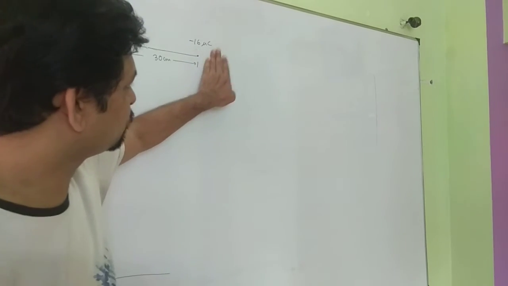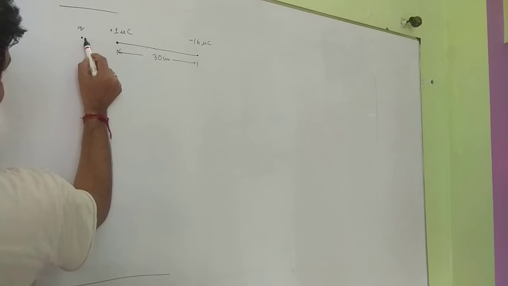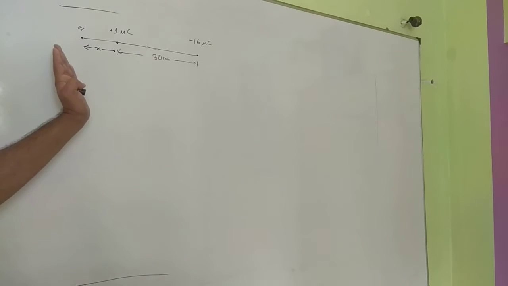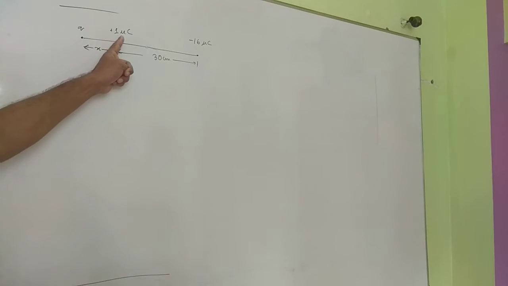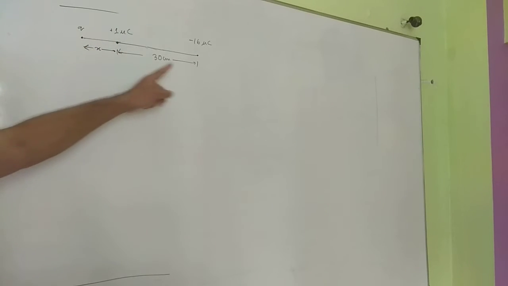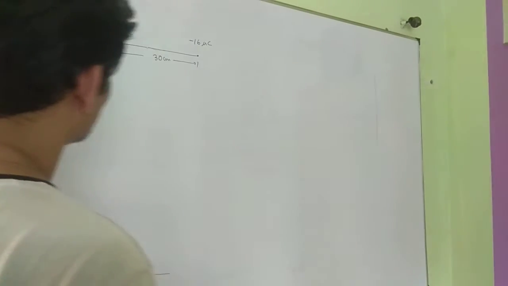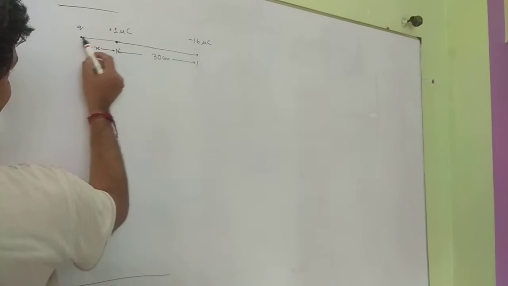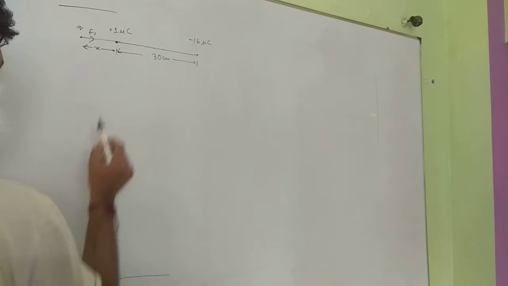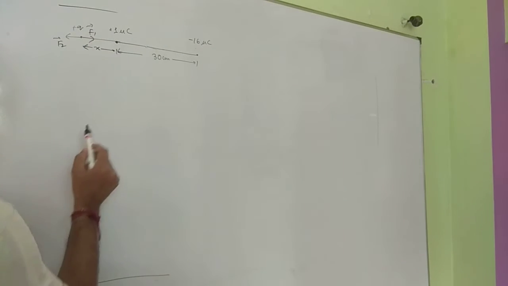Therefore the charge should be placed on this side of the 1 coulomb charge. Let this distance be x. Due to this charge the magnitude is less but the distance is less, so the force will be more, and due to the 16 the distance is more, so the force will be less. So what is the net force? Due to minus 16 it will be attractive, F1, and due to plus 1 and plus q the force is repulsive, F2.